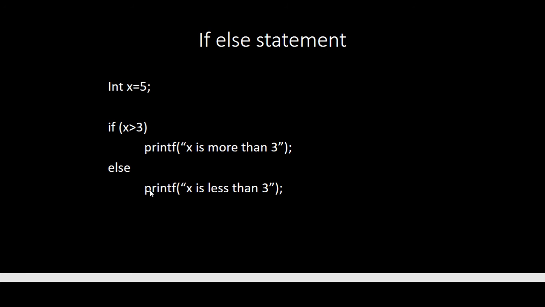Selection. Selection is a set of steps that is only performed if the condition is true. So here you see the variable x is equal to 5. If x more than 3 is true, because our x is 5, that is more than 3, then x is more than 3 will be the output. This will be printed. If our x is 0, then this else statement part will be printed out. X less than 3 will be the output.